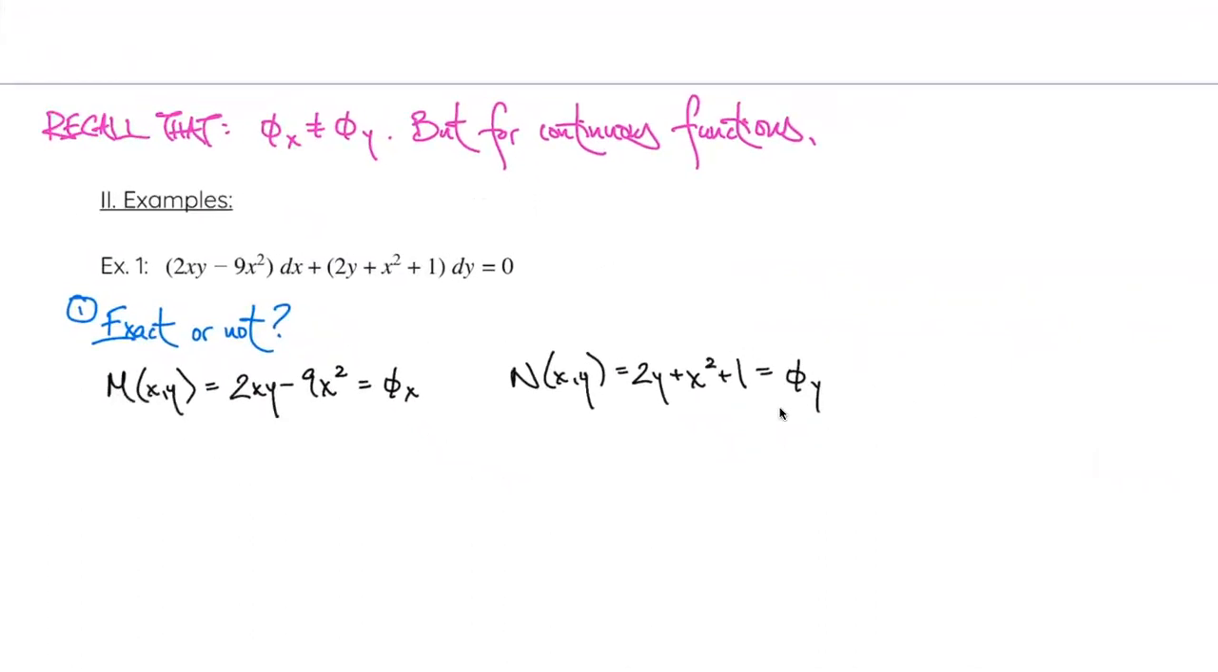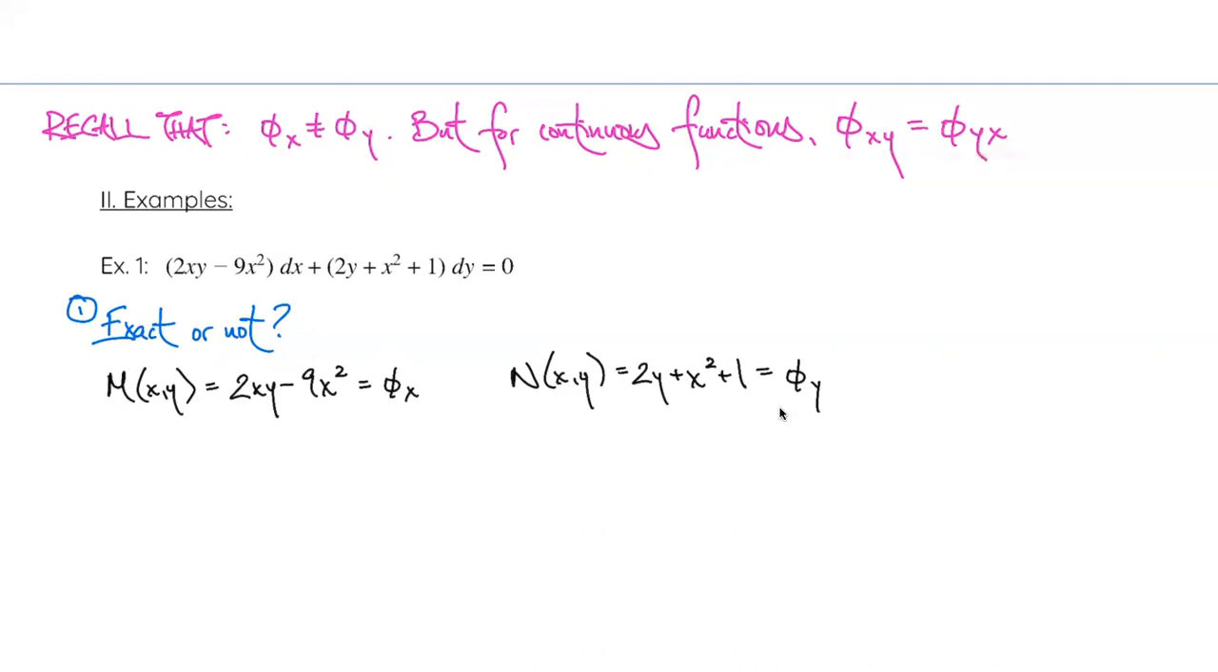phi sub xy actually equals phi sub yx. In other words, if you take the partial with respect to x and then again with respect to y, and you compare that to taking the partial with respect to y and then the partial with respect to x, you should get the same thing.